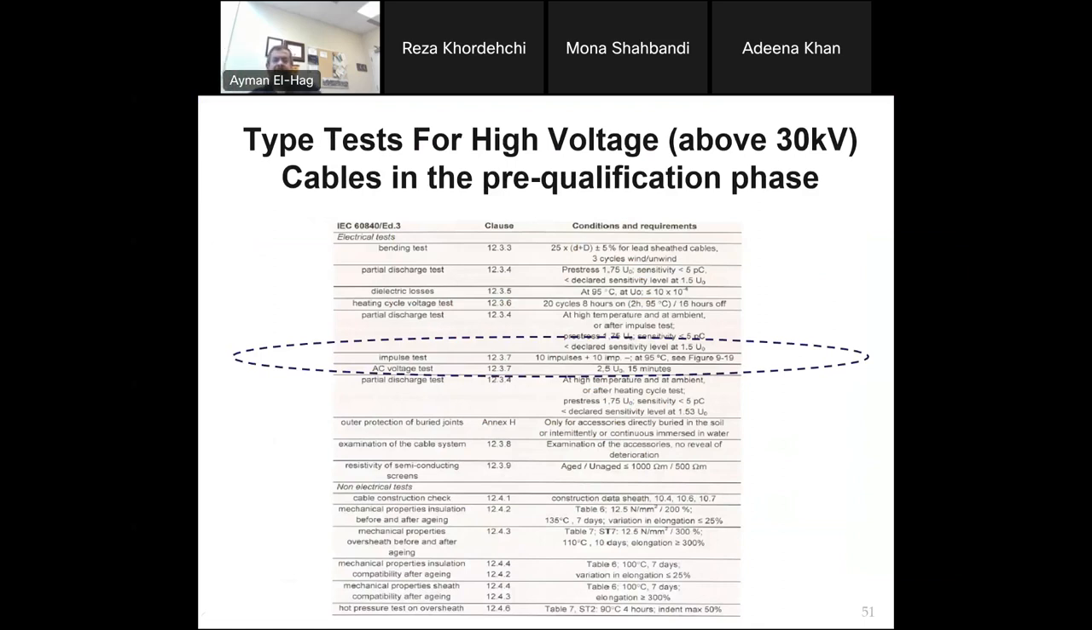Then this is the type test for high voltage cable above 30 kilovolt. Again, these are type tests, also for pre-qualification. So you have the impulse test and the AC test. Here you apply 10 positive impulses and 10 negative impulses. Also the voltage is applied for 15 minutes. This is a high voltage test.